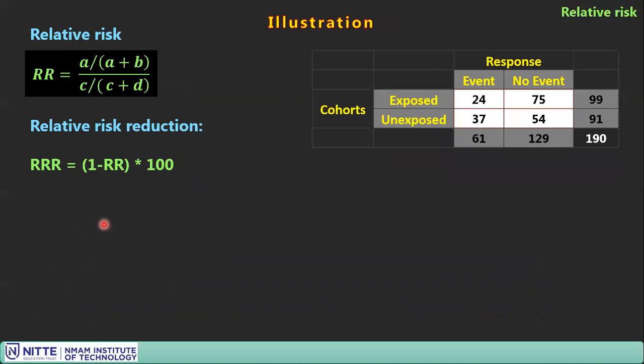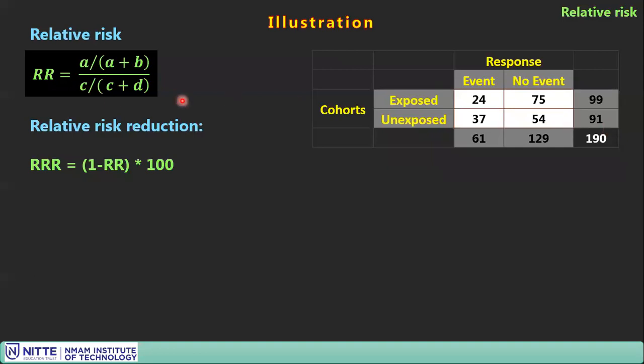Here is one illustration. Let us take this case for example. Here two cohorts are there, exposed versus unexposed. Response is event and no event. So 24, 75, 37 and 54 are the frequencies for these particular conditions. The row sum and column sum are mentioned. 190 is the total sample n.